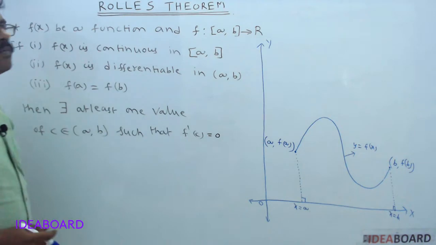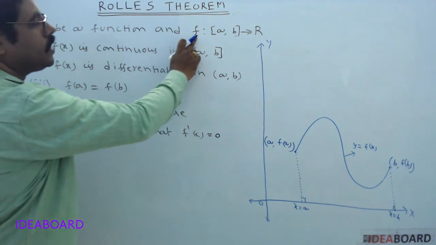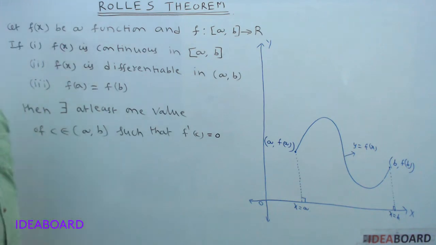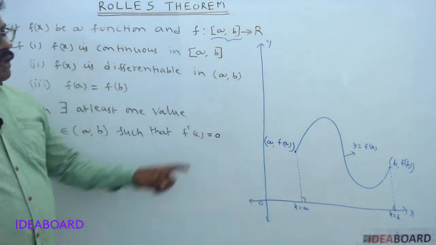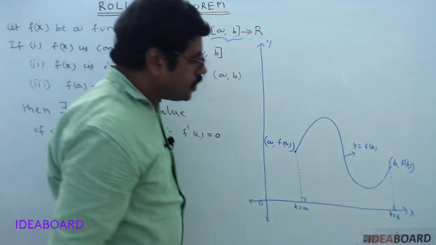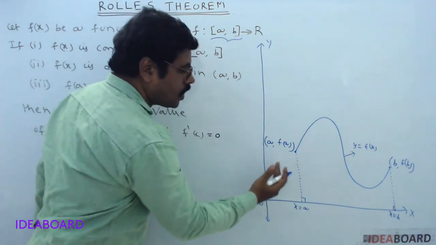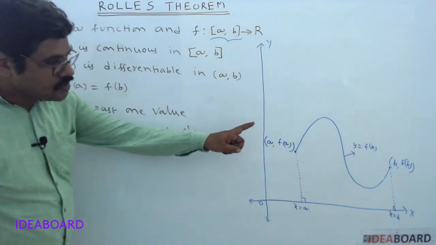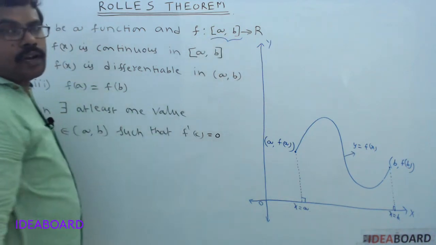Now come to the statement of our Rolle's theorem. Let f of x be a function, and the function f is defined from the closed interval a comma b to R. Here, what is the domain of the function? The domain of the function is the closed interval a comma b. If you observe the graph, there is no graph on the right-hand side of the line x equals b, and there is no graph on the left-hand side of the line x equals a. It means you always have to draw the graph of the given function based on this domain only.